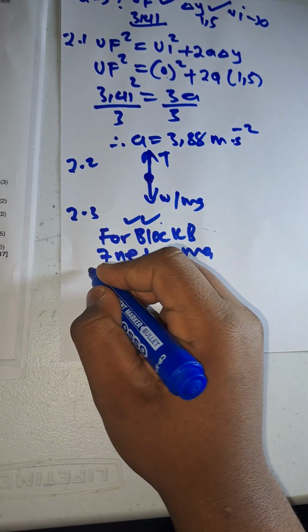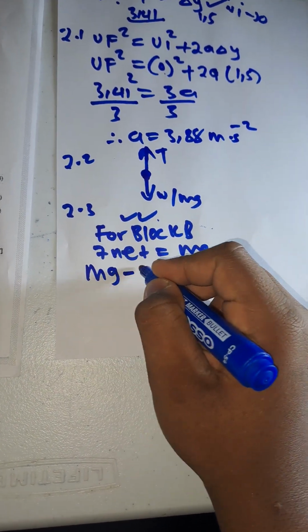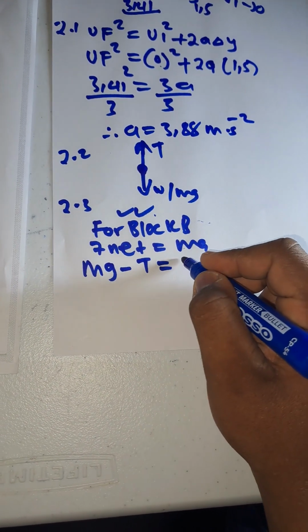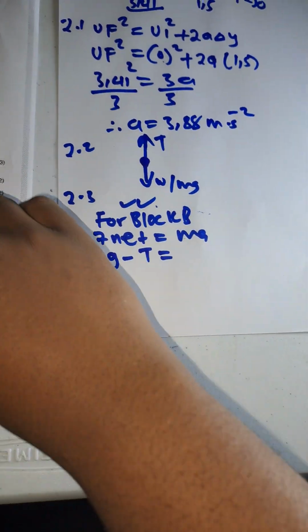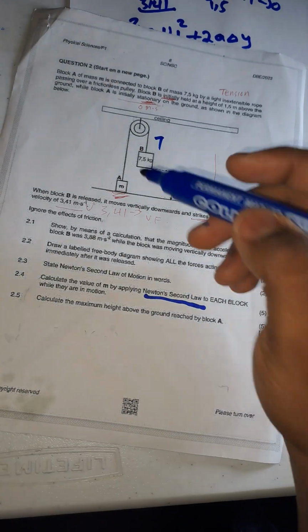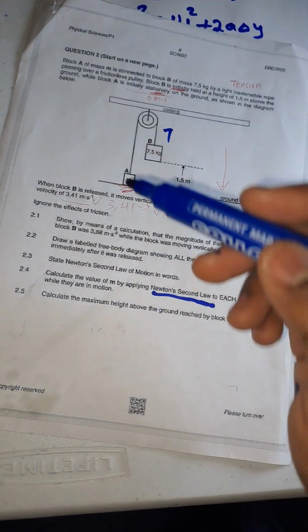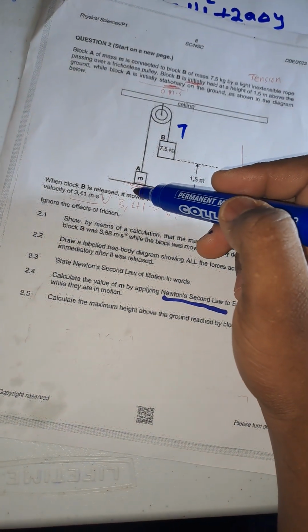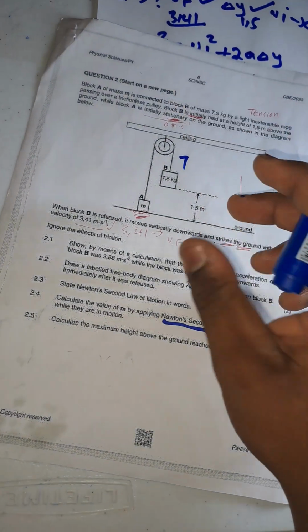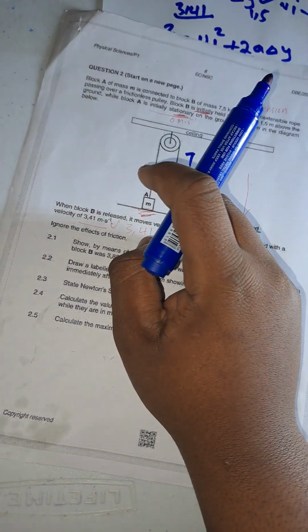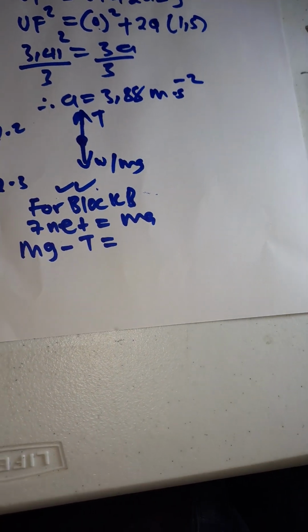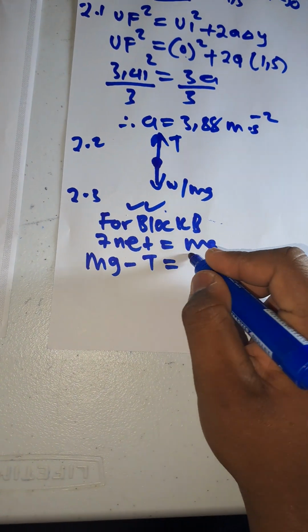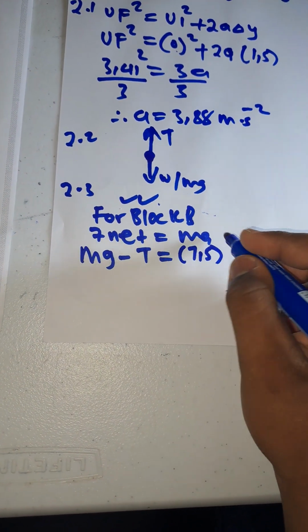They said block B, when it was released, moves vertically downwards. So this tension was going downwards. So I'm simply gonna say mg minus tension is equal to, you see, it is minus tension because it was going downwards. And for A, when this one was going downwards, it is basically taking A upwards. When this one is going down, it is taking this one up there. So it's going to be mg minus T, and then it's going to be equal to, what is my mass? 7.5. What is my acceleration?